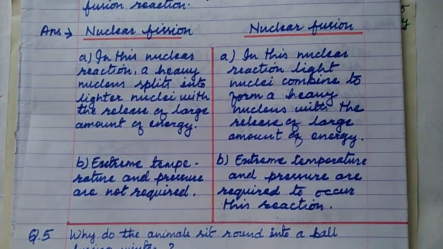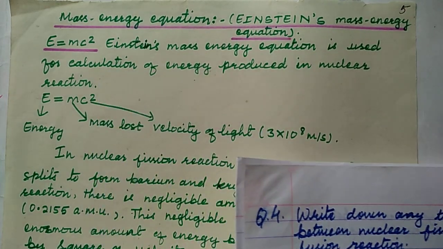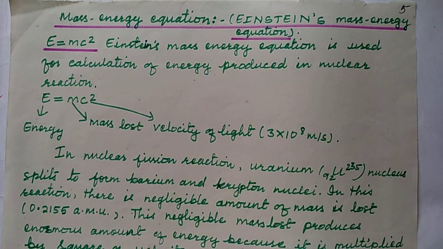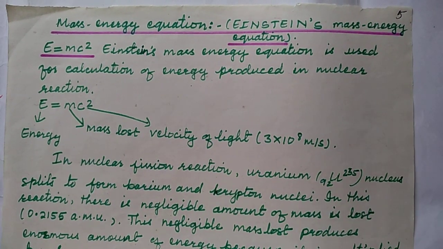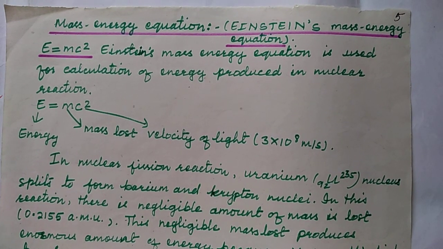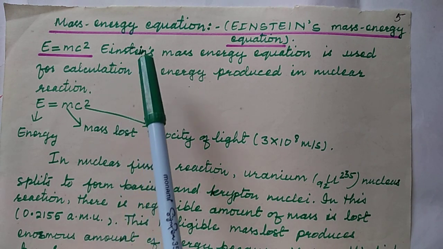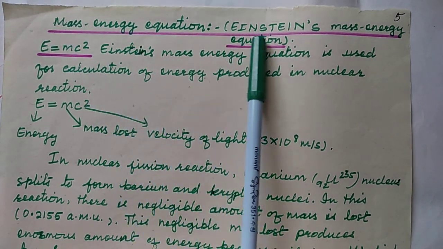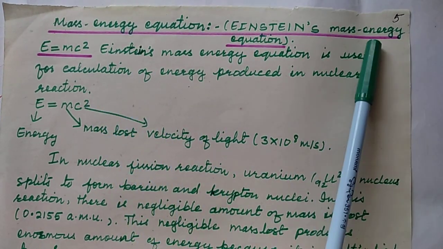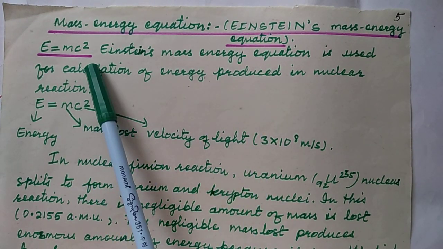Now the next point is the mass energy equation. The amount of nuclear energy produced in a nuclear reaction can be calculated by using this equation, which is called the mass energy equation, given by Einstein. Einstein's mass energy equation, E equal to mc square.